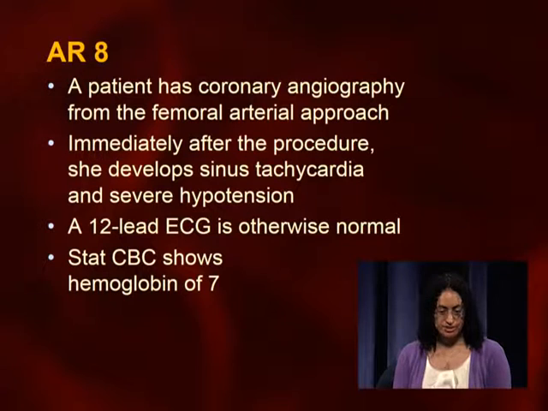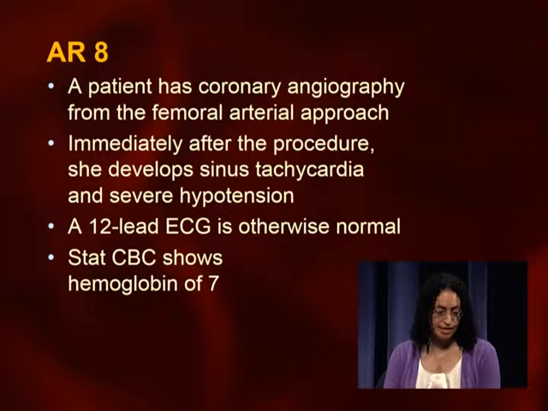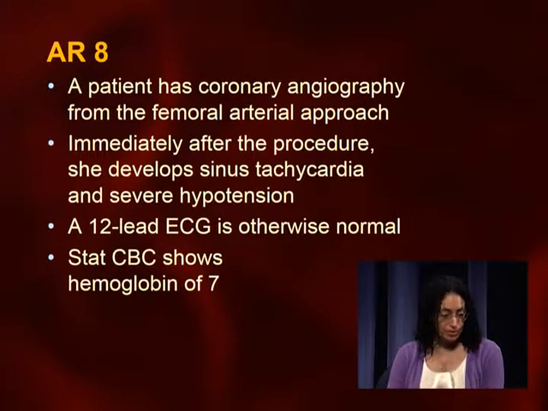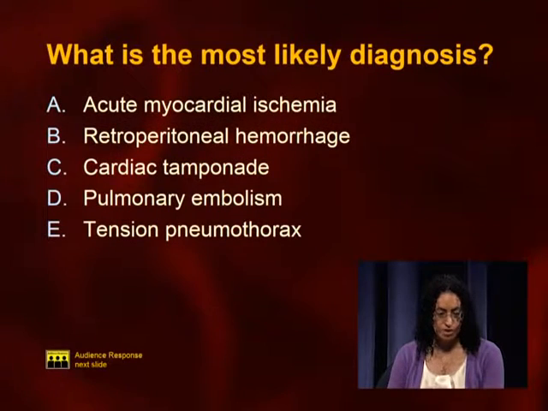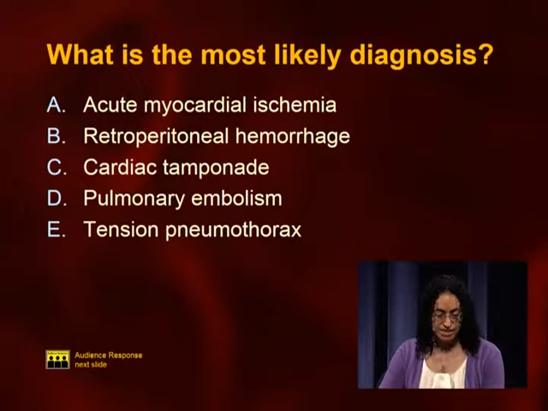So here's our next question. A patient has coronary angiography from the femoral approach, and immediately after the procedure, she develops sinus tach and severe hypotension. Her ECG is otherwise normal, but a stat CBC shows a hemoglobin of 7. What is the most likely diagnosis? Is it A, myocardial ischemia, B, retroperitoneal hemorrhage, C, cardiac tamponade, D, pulmonary embolism, or E, tension pneumo?